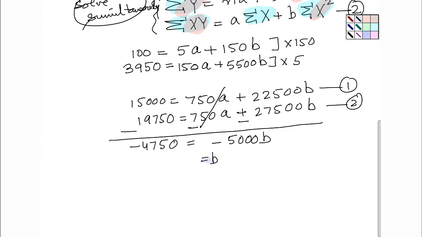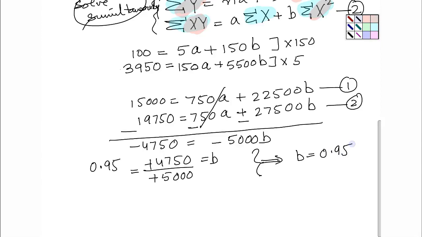So what will be the value of b in such case? It will be minus 4750 upon minus 5000, which in turn, if you try to solve, we have minus on both ends, numerator and denominator, so they'll cancel each other out, and 4750 divided by 5000 will give you 0.95. So I get value of b is equal to 0.95. This is value of b.